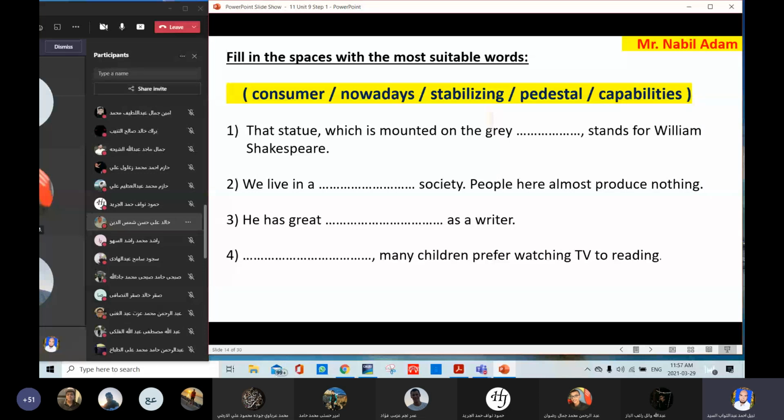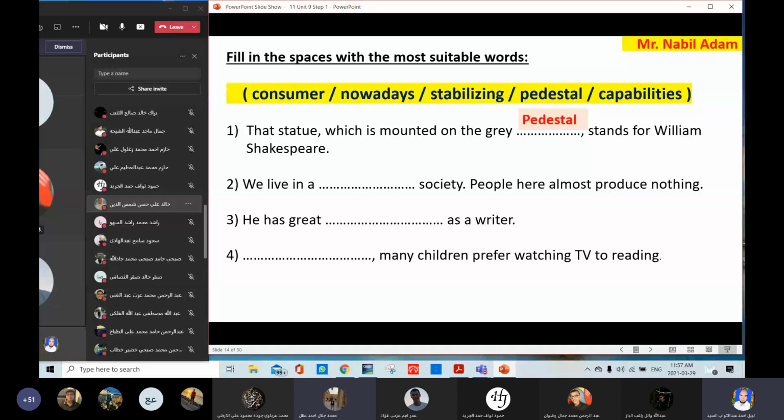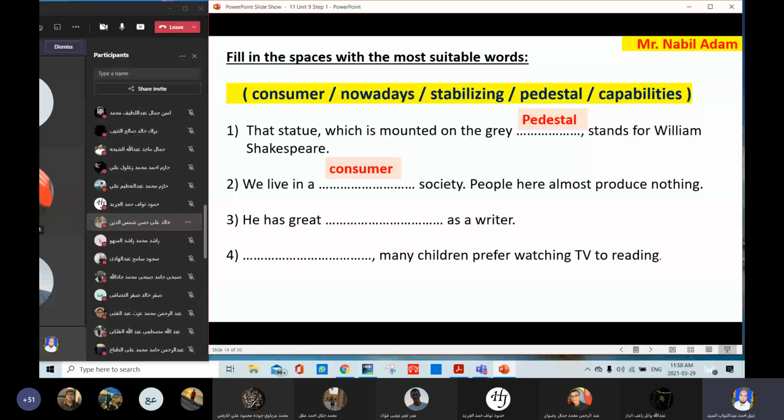Yes, teacher. We live in a consumer society. People here almost produce nothing. Very good. Here, consumer can be used as an adjective. Thank you. Number three.